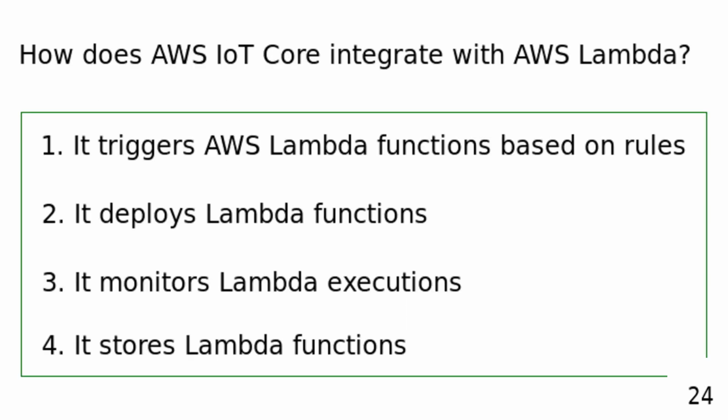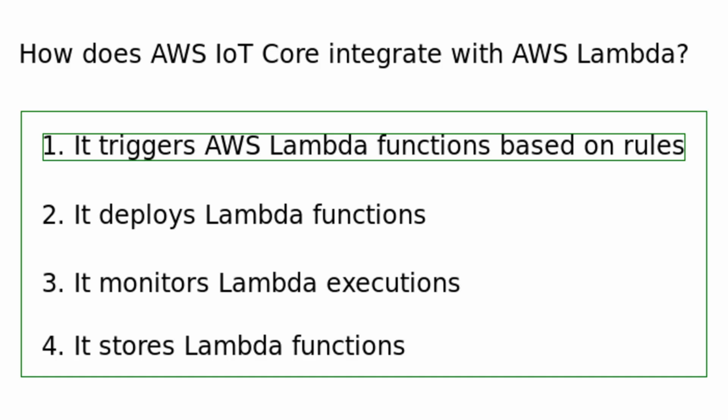How does AWS IoT Core integrate with AWS Lambda? It triggers AWS Lambda functions based on rules. It deploys Lambda functions. It monitors Lambda executions. It stores Lambda functions. AWS IoT Core can trigger AWS Lambda functions based on the evaluation of rules.